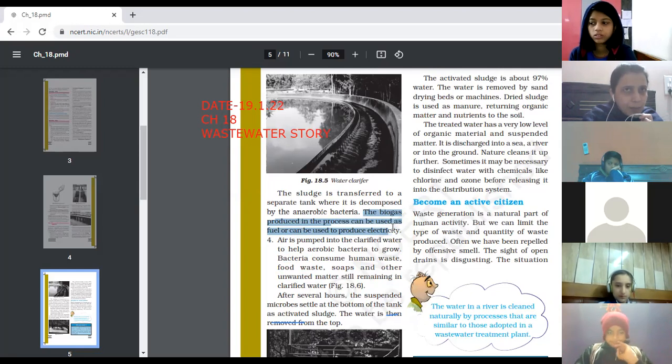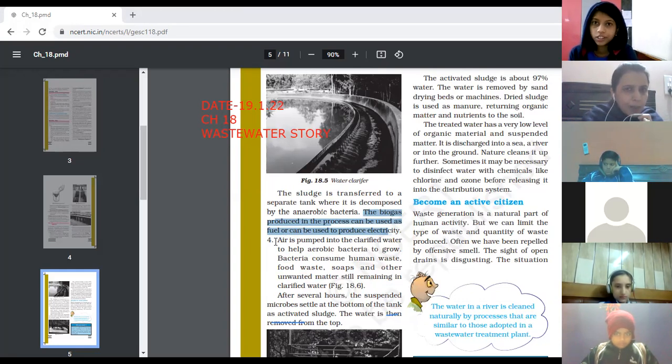After that, still here the process is not over. Afterwards, what is done? Now through that clarified water, what is done? Air is pumped. We had read the word aeration in the key terms. So aeration means air is pumped into the clarified water to help aerobic bacteria to grow.